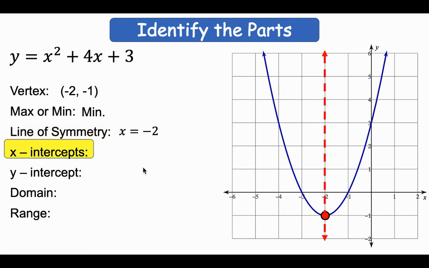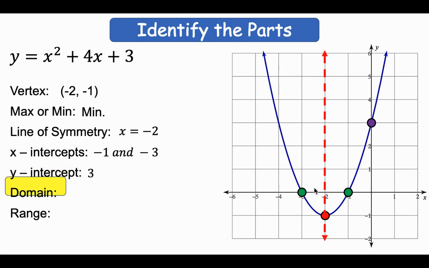All right, x-intercepts, just figure out where your graph touches the x-axis. Right here at these green points, that's where our graph touches. So that looks like it's at -1 and -3. So your x-intercepts are -1 and -3. Your y-intercept is where your graph touches the y-axis, which is right up here. That looks like it's at 3.